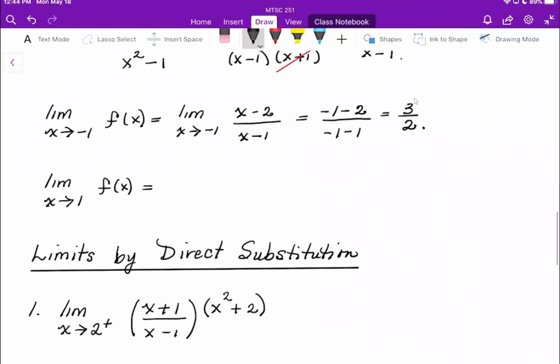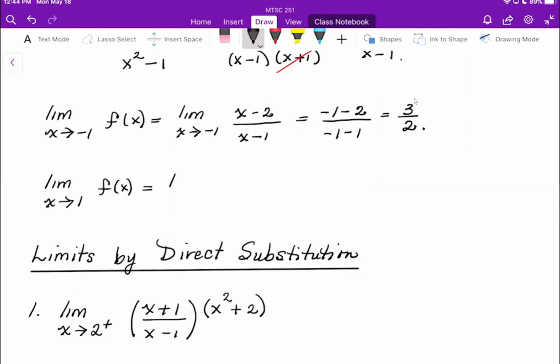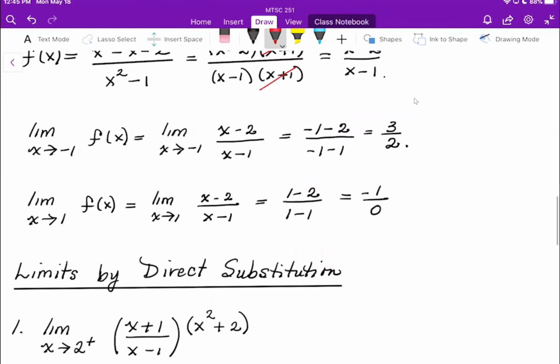We look at the limit as x approaches positive 1. We get the limit as x approaches 1 of x minus 2 over x minus 1. And this is going to give me 1 minus 2 divided by 1 minus 1, which is negative 1 over 0. And negative 1 over 0 is undefined. So this is an undefined value. So therefore, we're going to say this limit does not exist.